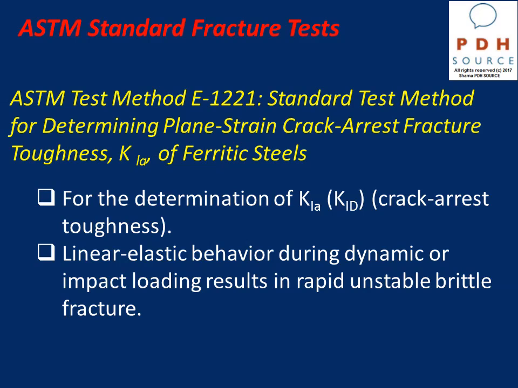Ferritic steel is basically one type of stainless steel that has a low carbon content, and it possesses good ductility and resistance to stress corrosion cracking. So this test is basically to calculate K1A for ferritic steel, and this is done under dynamic or impact loading in rapid unstable brittle fracture.